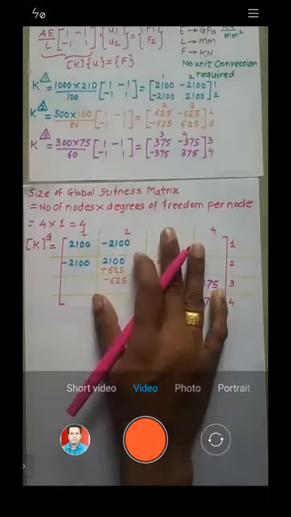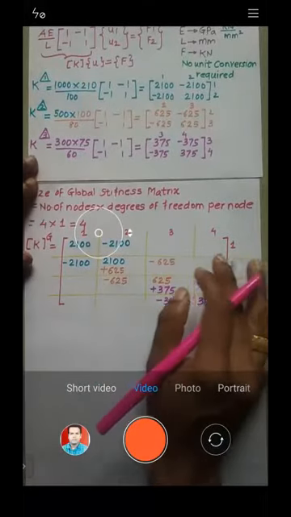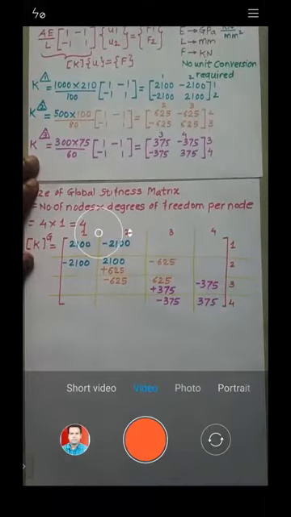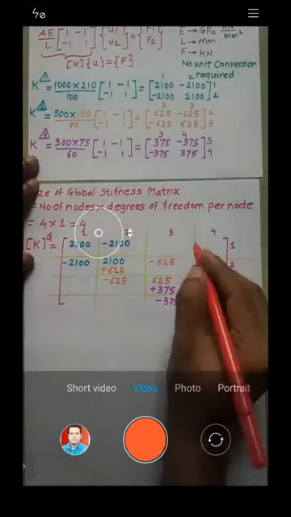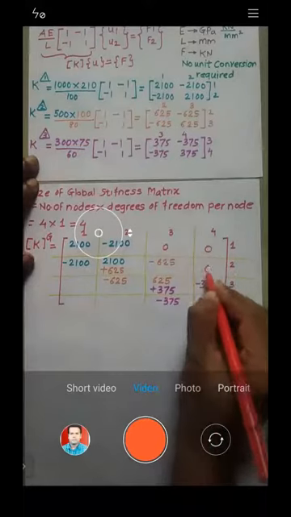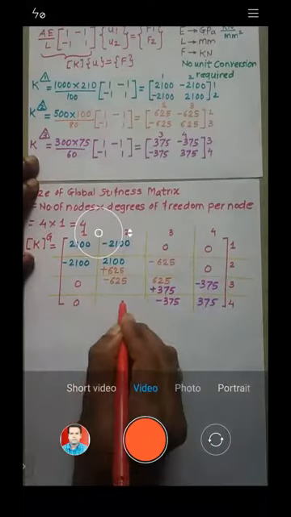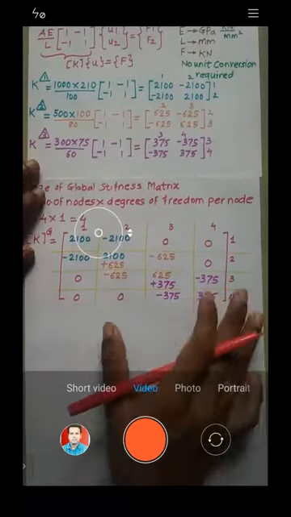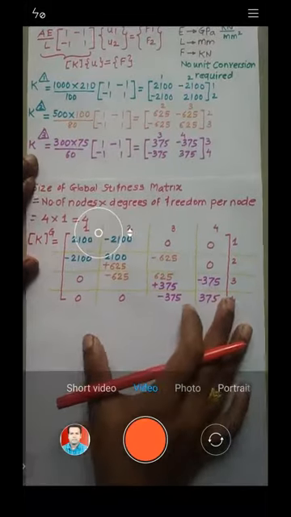Now you see the cells we have blank, and at those locations we need to put the value as 0. So I'll put these values as 0. This is our global stiffness matrix which we have got, right?